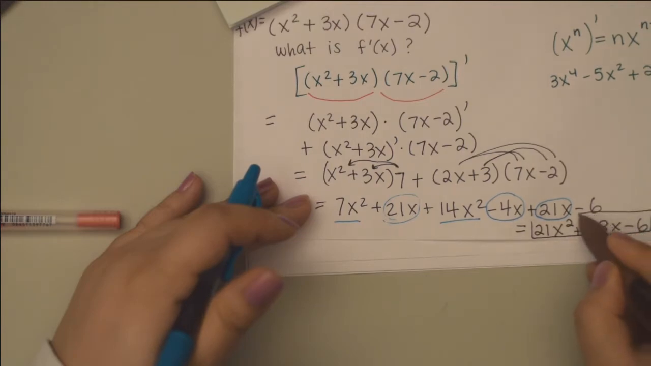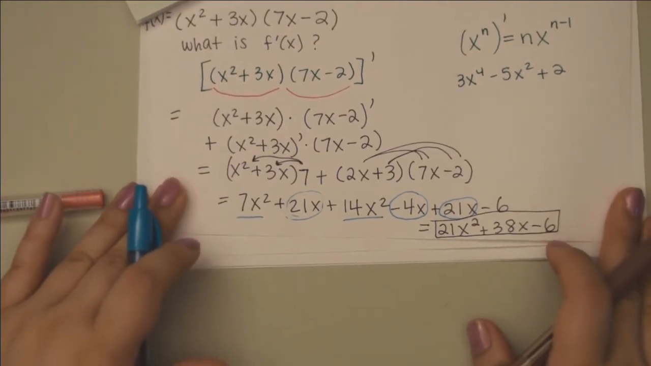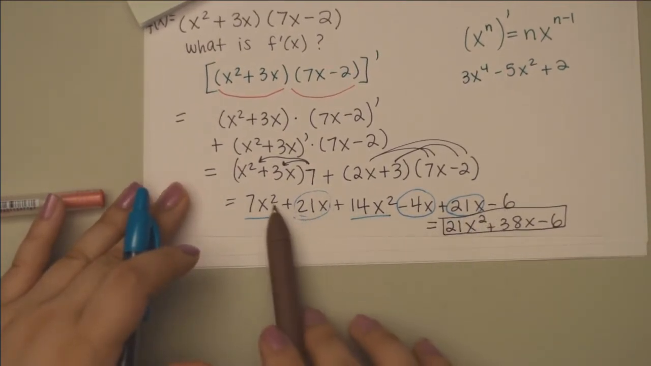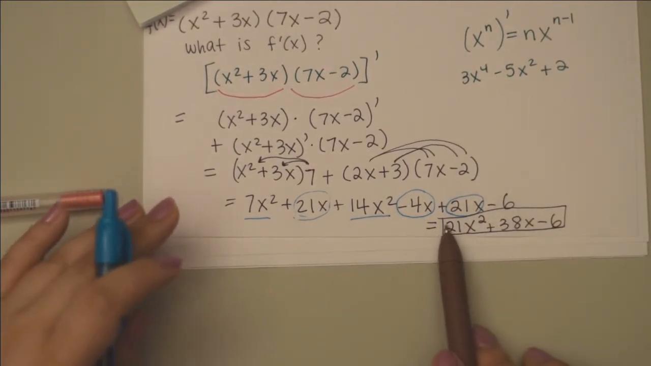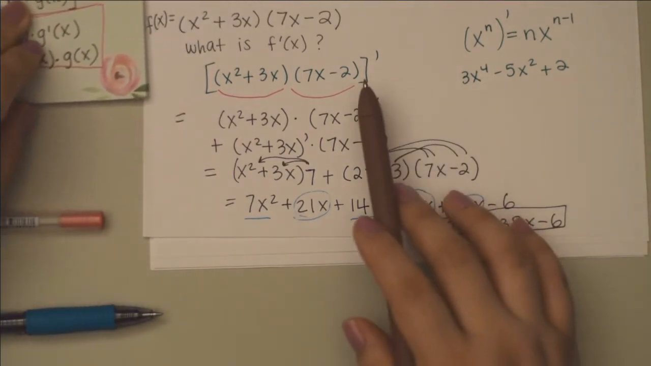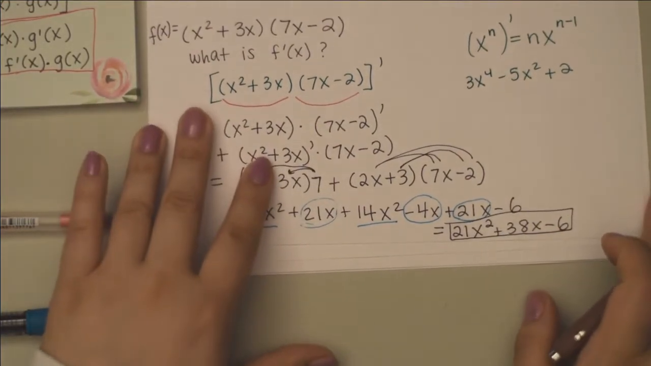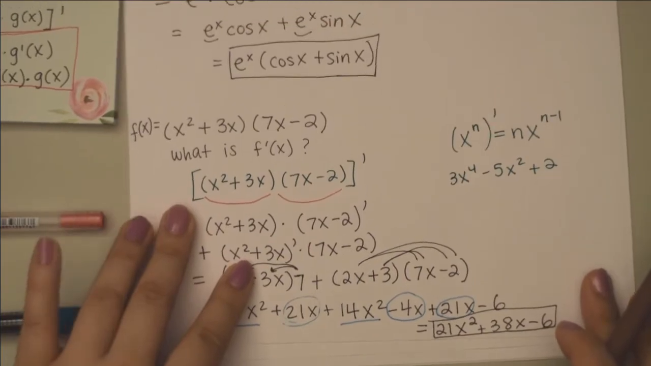So that is our answer. We can actually, oops, sorry about that. I just really simplified this by combining like terms. But we can actually check this answer by multiplying this out. So let's see if we get the same thing, okay? Just really quickly.